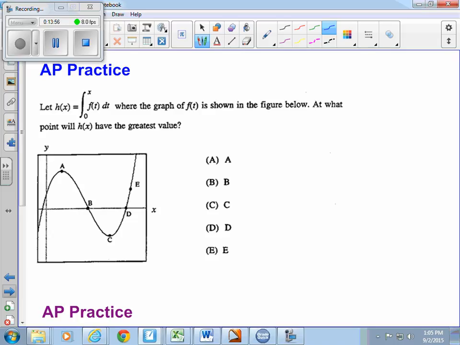So this says let h of x equal the integral from 0 to x of f of t dt, where the graph of f of t is shown in the figure. At what point will h of x have the greatest value? Well, what is h of x? The area, right? So when will the area be the greatest from 0 to x? B? Is that what you said? I agree. Why after B would the area decrease? It's negative, so we're going to take away area. And then this little area is not enough to compensate for all of this area we lost.